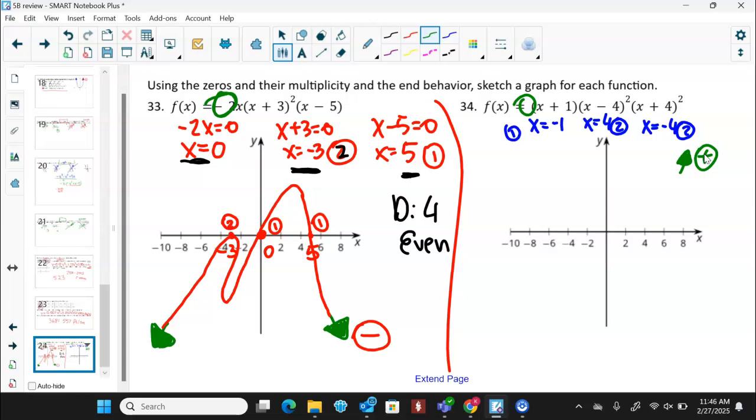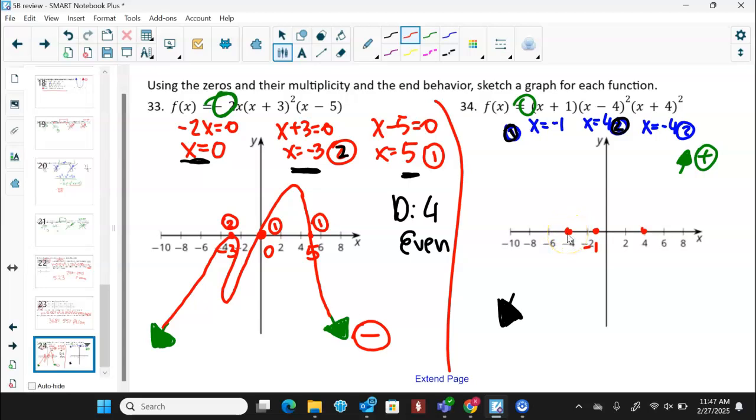Now, how many zeros do you have here? You're going to count your multiplicities. You got 1 right here, you got 2 right here, and you got 2 right here. That means 4, that's 5. That means the function's odd. That means that your end right here is going to go in the opposite direction of the positive leading coefficient. Now you're going to mark your zeros right here. You got -1 and a multiplicity of 1. You got a 4 multiplicity of 2, and you got a -4 multiplicity of 2. So these are going to be 2 bounces.